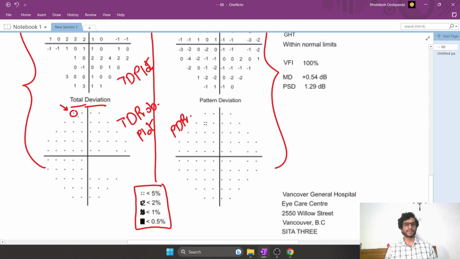A single dot does not represent anything. You can see 4 dots represents a probability of less than 5% of a perimetric point being abnormal. This symbol represents less than 2%. Likewise, a completely black filled square represents a probability of less than 0.5%. So if you get any of these in the probability map, that is when you need to start considering that there might be a pathology. Right now, no pathology at all, because this is a normal perimetry report.